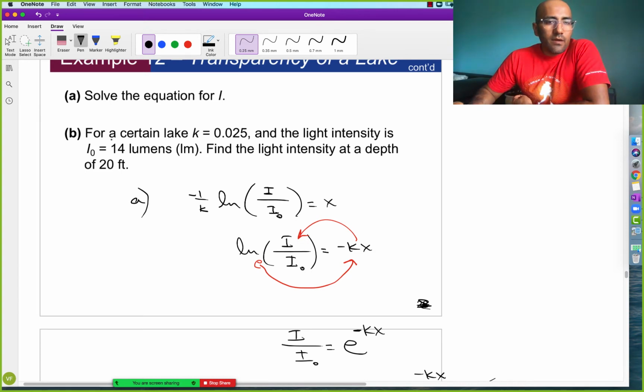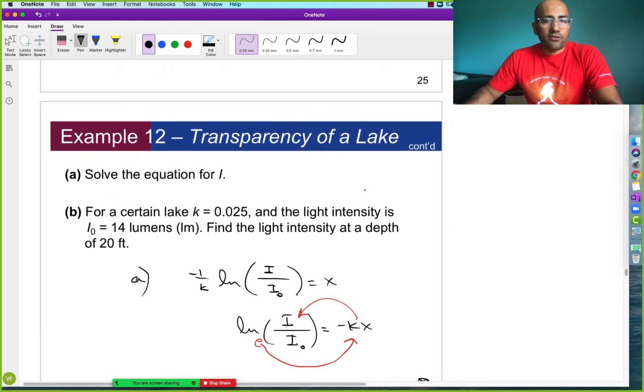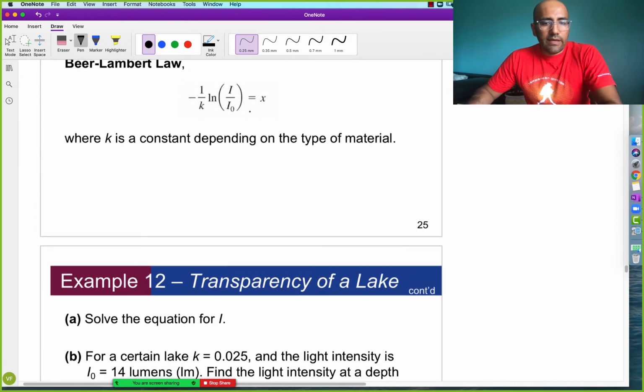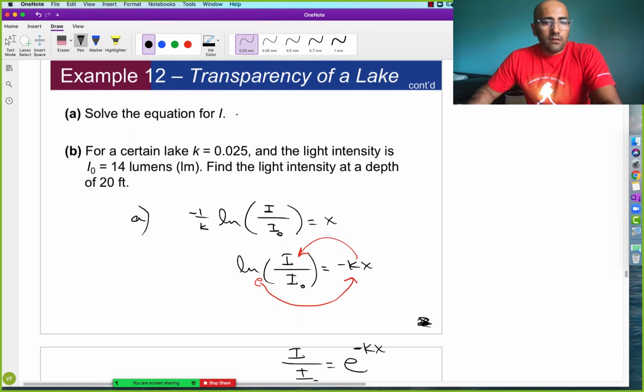Okay, now for part B, for a certain lake, K equals 0.025, and the light intensity is 14 lumens, I sub naught. So the initial intensity at the surface of the lake is 14 lumens. Find the light intensity at a depth of 20 feet, so x equals 20 feet. Make sure that the units match. The distance was given in feet, so that works fine. And the light intensity was given in luminance. I think it's implied that light intensity is measured in lumens. Sorry.